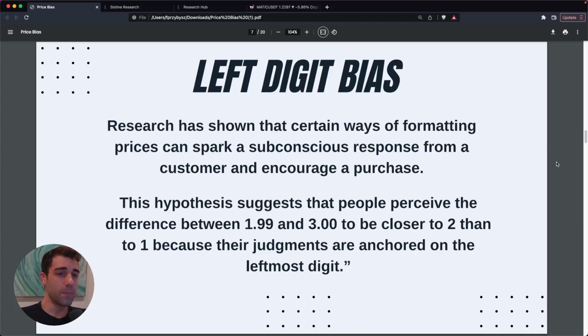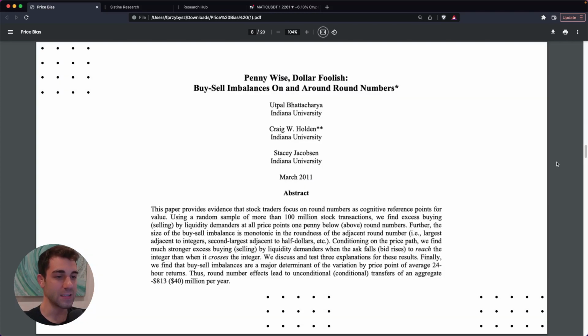So, left digit bias. Research has shown that certain ways of formatting prices can spark a subconscious response from a customer and encourage a purchase. So this is like why for the longest time you could get a McDouble for 99 cents, before inflation really kicked in. Why was it 99 cents instead of a dollar? Well, it seems cheaper than a dollar, significantly so. This hypothesis suggests that people perceive the difference between $1.99 and $3 to be closer to 2 than to 1 because their judgments are anchored on the leftmost digit.